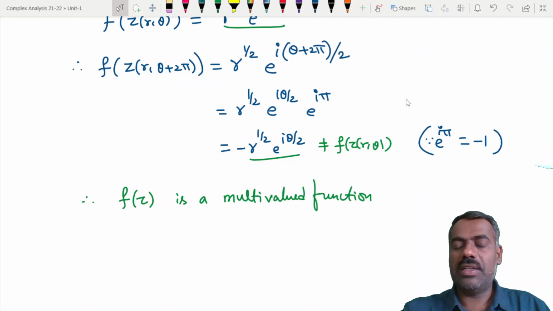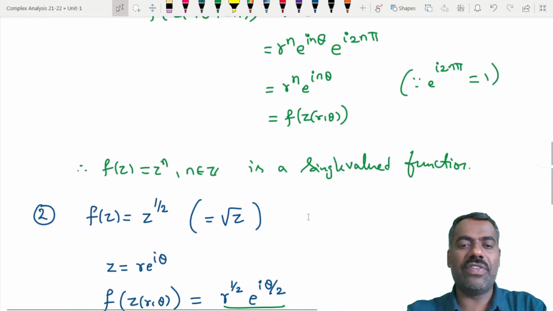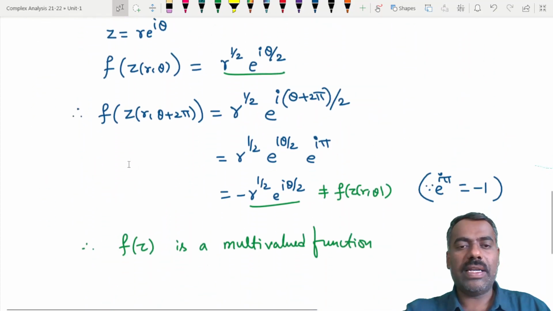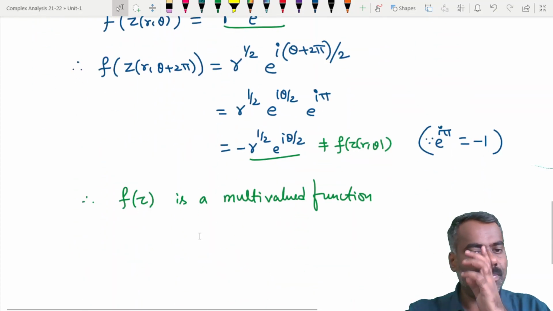Clear? The first example which we have seen, those values are equal, so you are getting a single valued function. But in this example, it is a multi-valued function. Is that clear?